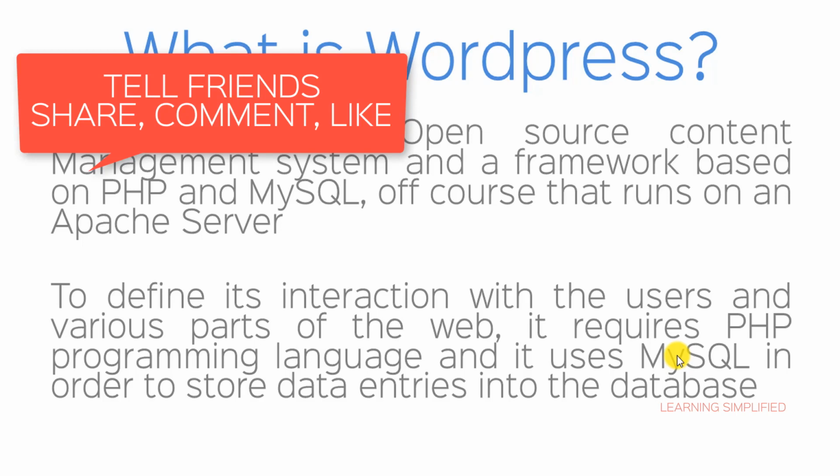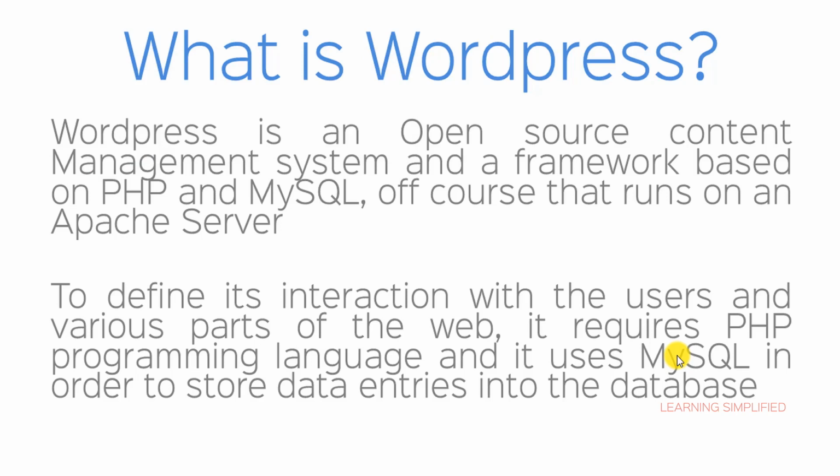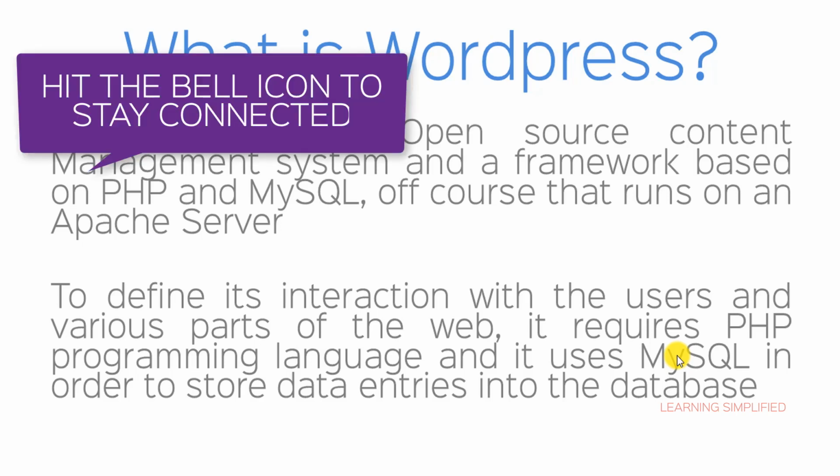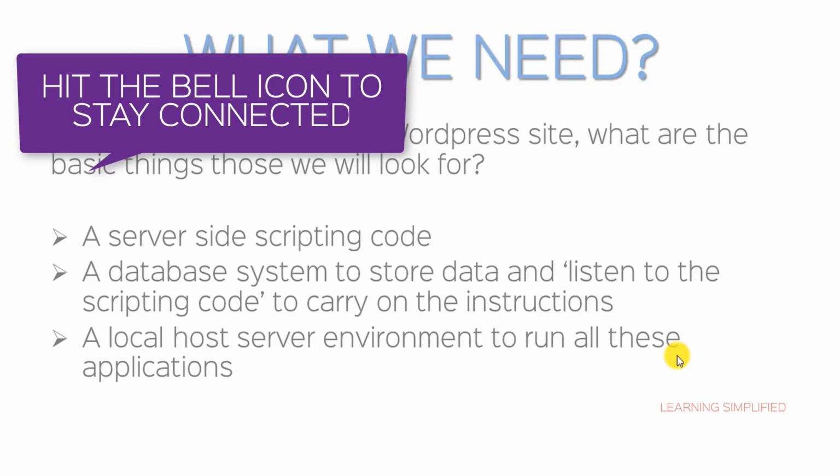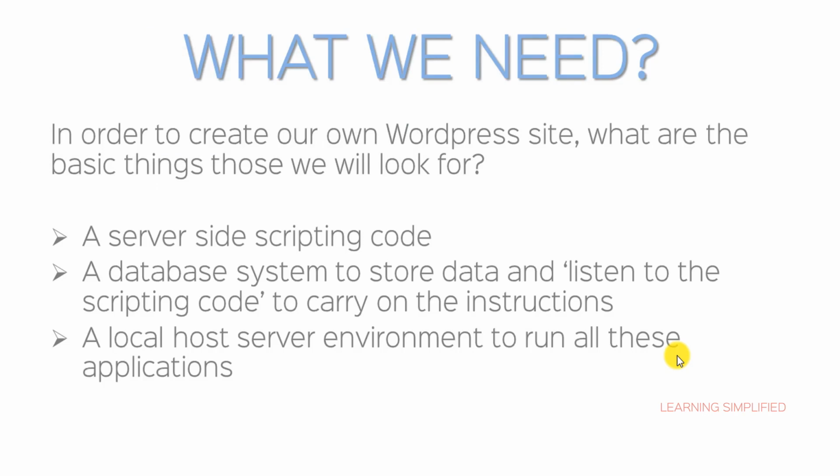To define its interaction with the users and various parts of the web, it requires the PHP programming language, and it uses MySQL in order to store data entries into the database. Now, what do we need in order to create our own WordPress site? What are the basic things we will be looking for? Definitely we will require server-side scripting code and a database system, which will store data and listen to the scripting code to carry out the instructions. Now, a hosting server environment will be required to run all these applications.